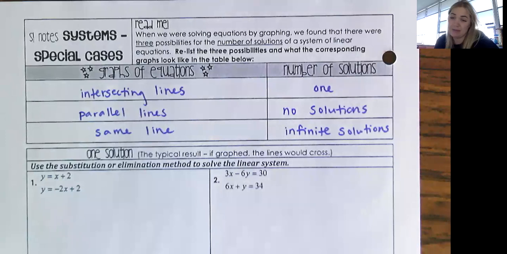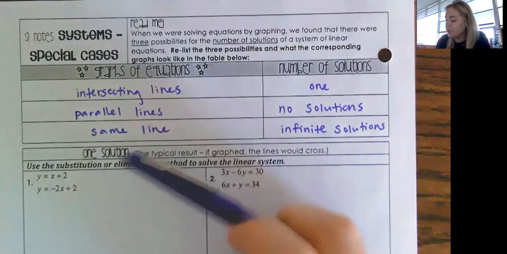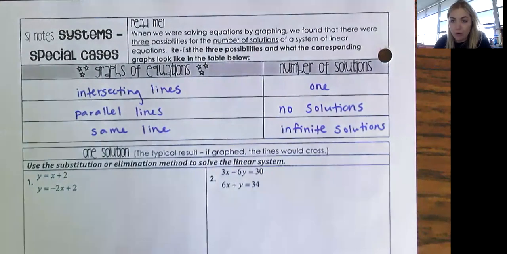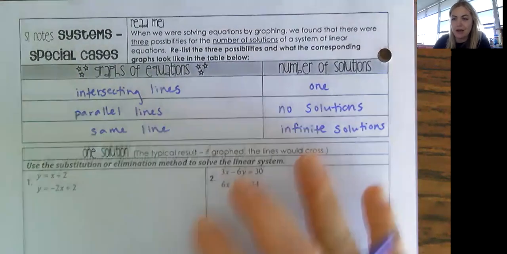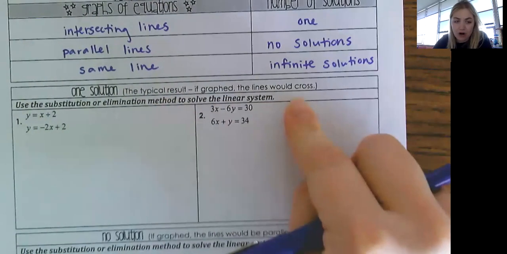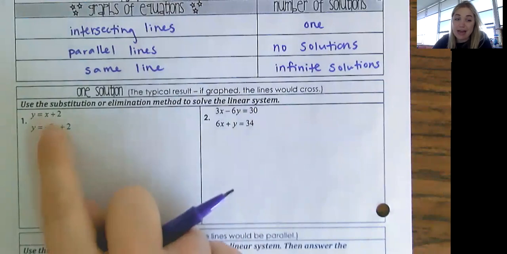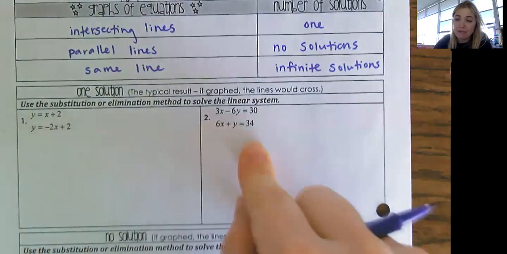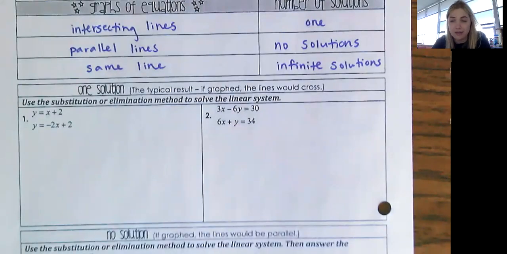Because remember, we're doing substitution and elimination now. So we're not going to always see those graphs. We are going to have to see what it looks like algebraically. So I want you to look at 1 solution here, and these 2 will be normal. They will come out just like we've seen on the last few problems in our notes. So the typical result, if they're graphed, they would cross. So I want you to start by using either substitution or elimination, and I'm going to have you try problems 1 and 2. So get out your pencil, push pause on this video, and do problems 1 and 2 using substitution or elimination.